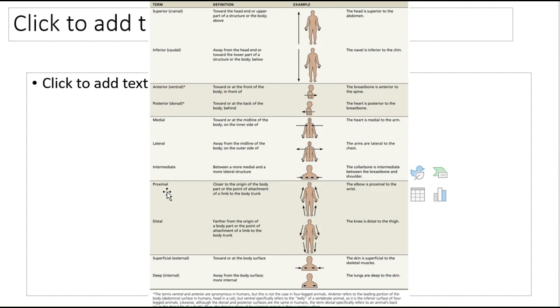So we understood what is proximal, what is distal, what is lateral, what is medial, what is intermediate, anterior, posterior, superior, inferior, and superficial. What are superficial and deep? Some organs are superficial or external. For example, our eyes and ears are more superficial than the heart and lungs, which are internal organs. Internal means deep and external means superficial.